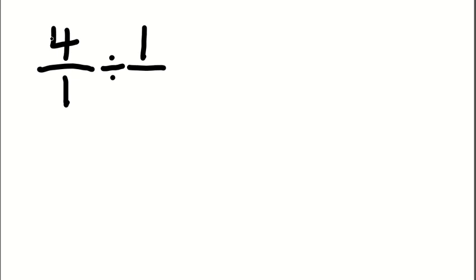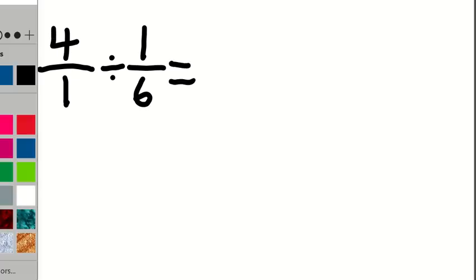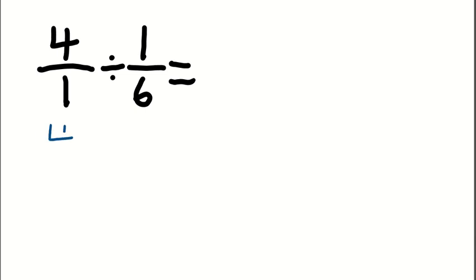Let's try another one, children. So what if I were to encounter a problem that looks more like this? What if I were to have 4 wholes, and I were to try to divide that by 1/6? Well, let's do the algorithm first. So I'm going to go ahead and do my keep, change, flip. So I'm going to keep this the same. I'm going to change the sign to multiplication, and I'm going to flip. I'm going to put my 6 up top, and I'm going to put my 1 on the bottom.